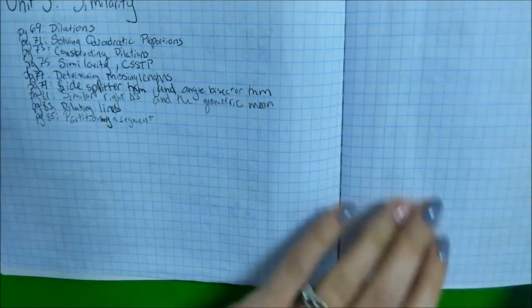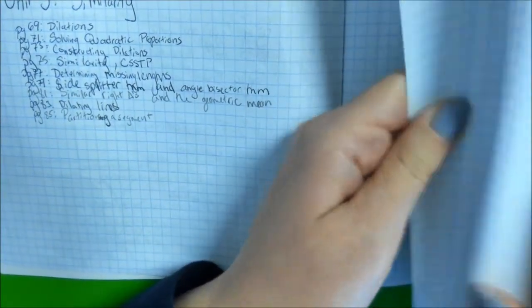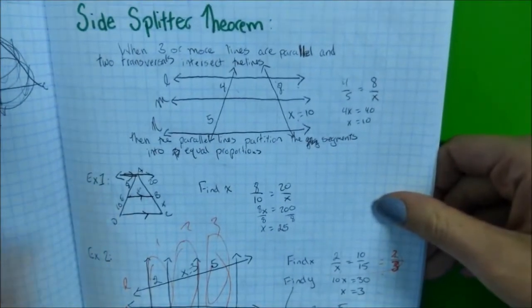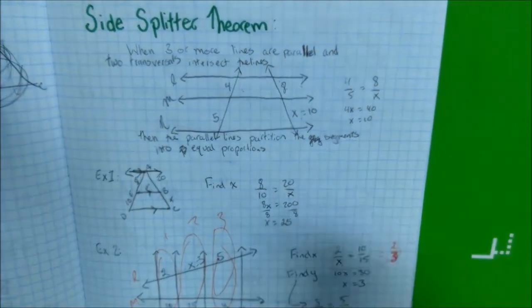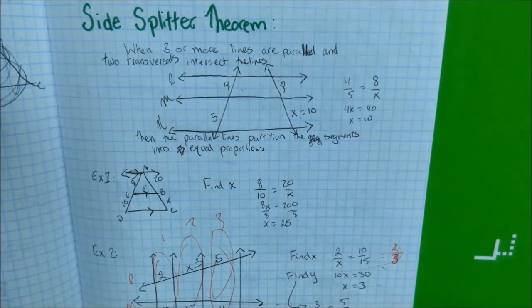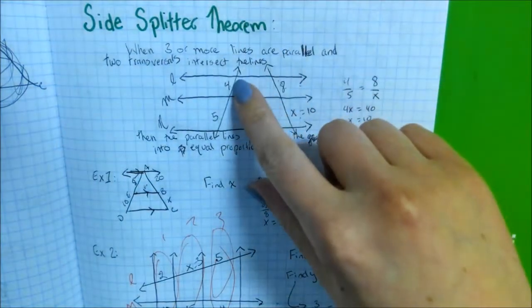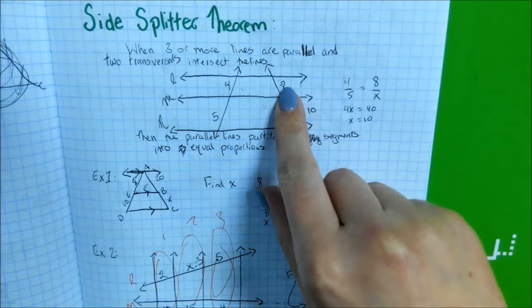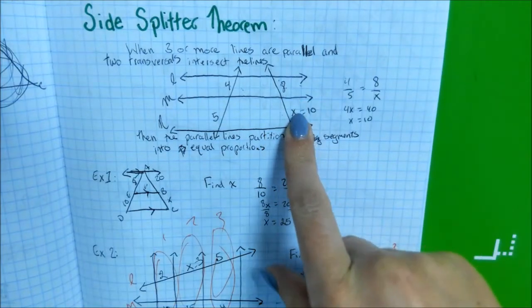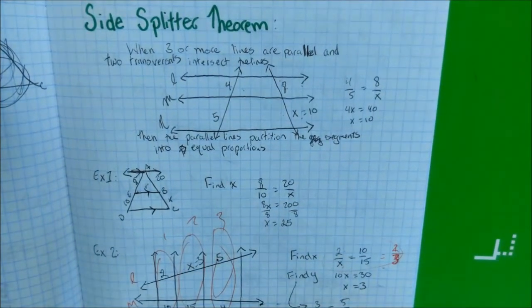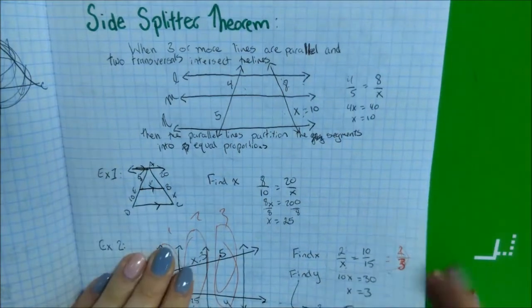That's where I want to go look at. So before we get to page 85, let's take a pit stop on page 79. Okay. So, the side splitter theorem said on page 79, when three or more lines are parallel and the transversals intersect the lines, then the parallel lines partition the segments into equal proportions. So the proportion of 4 to 5 would be the same proportion as 8 to 10 over here. Okay, so we're going to use this idea of the side splitter theorem today when we talk about partitioning segments.